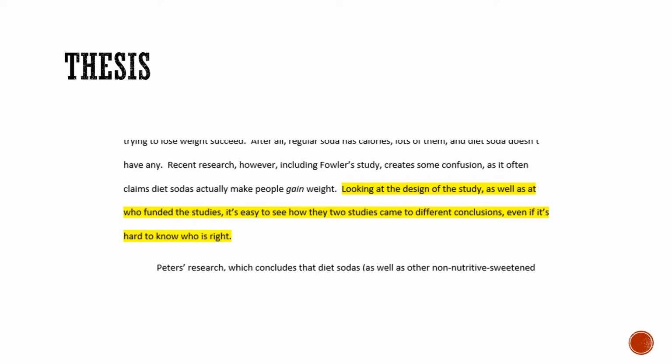Well, first of all, there's no opinion. I suppose it's an opinion in that one might argue that the studies didn't come to different conclusions, or that if you look at the design of the study, you can't tell which one is why they have differences. But at the end of the day, it's not quite a fact. It's something that is debatable, but it's not strictly an opinion.